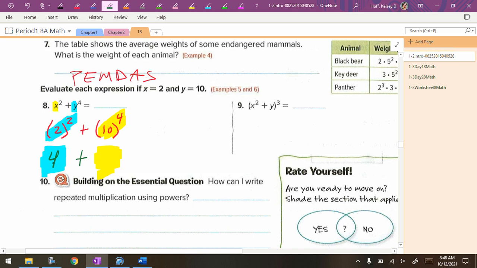Caitlin, 10 to the 4th power. Okay, do it for me right now on your calculator. 10 raised to the 4th power. 10, and then you have a YX button. Say it again. It should be 10,000, right? 4 zeros? Okay. Now, last but not least, we need to add those together. 4 plus 10,000 is 10,004.